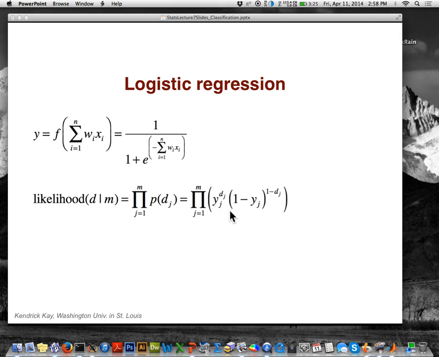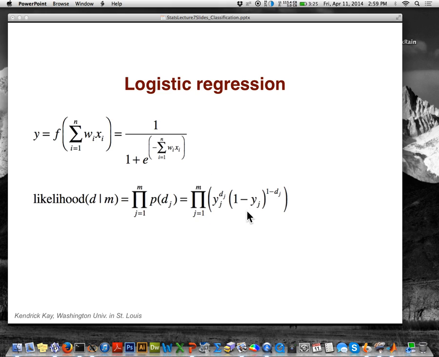On the other hand, if the class label for that was 0, then we switch to this other term. If d sub j, the data point, was 0, then anything to the 0 is just 1, so this term goes away, and now we're on this side. 1 minus 0 is 1. So then what we're left with is 1 minus the output of the logistic. That's a little confusing. I guess I could draw it out.